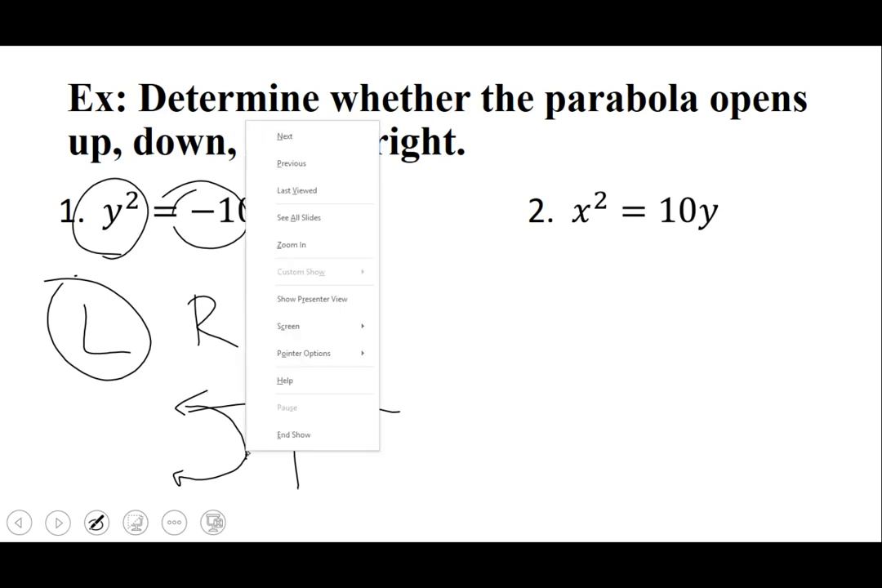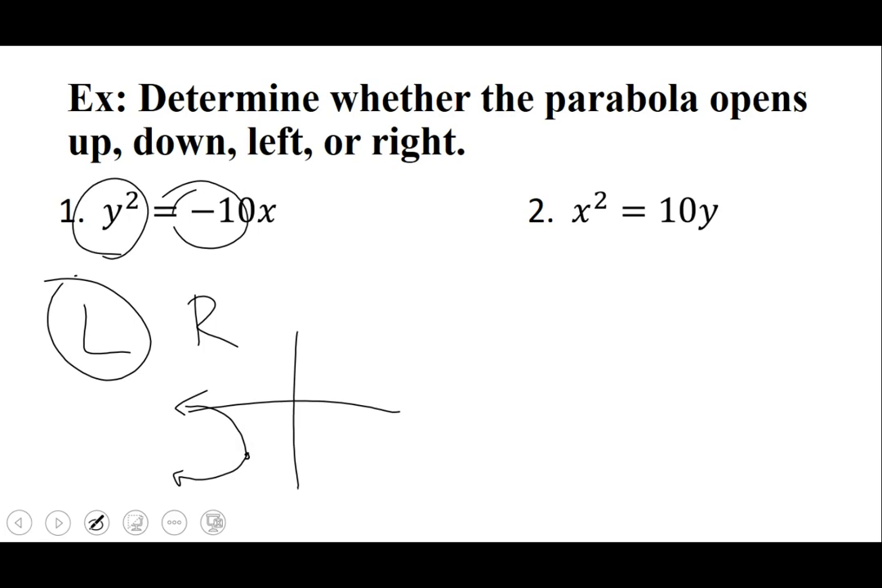Again, this is the vertex. There's going to be some point in front of it, which is called the focus. And then there's going to be some line behind it, which is called the directrix. So those are really the key pieces that we're going to be graphing in each of the examples. Take a look at number two.